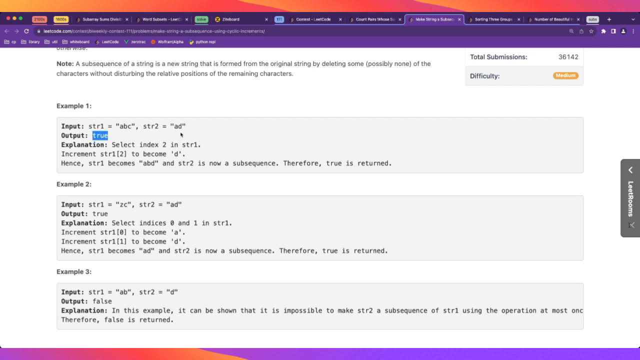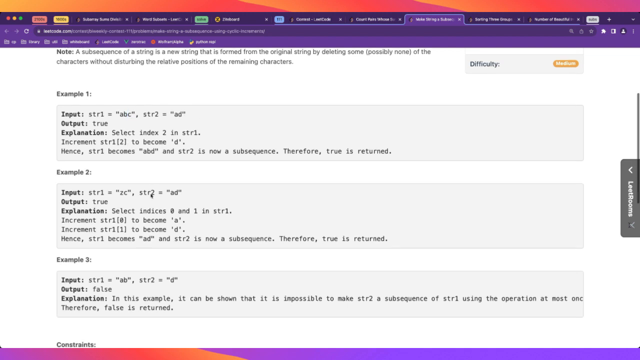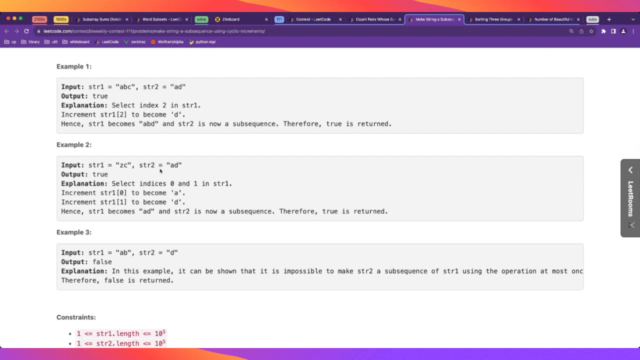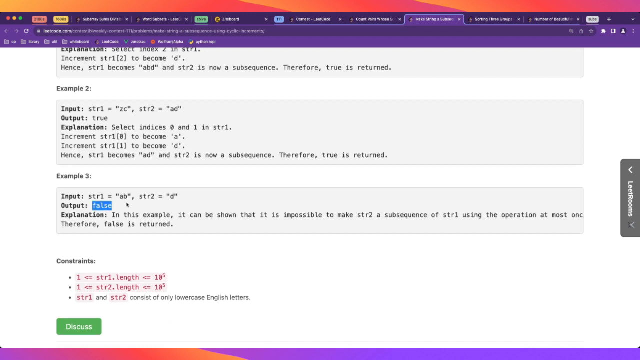And here you can, because C can be converted to D, and so you have A, and D. Here you also can, because you can convert both C to A and C to D, and then you have the exact same string. And here you cannot, because there's no D here. Even if you increase A or increase B, there's not going to be a D.